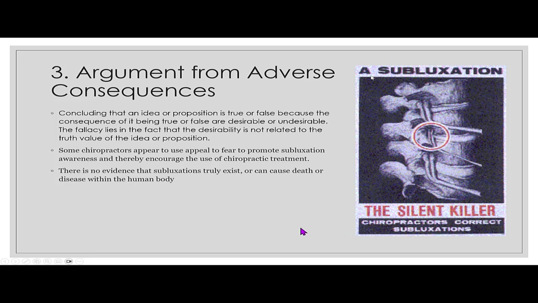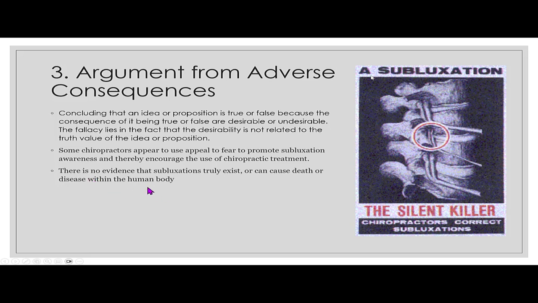So in this example that is shown here, this used to be an advertisement that was commonly used by chiropractors. Some chiropractors appear to use the appeal of fear to promote this concept of subluxation awareness and encourage the use of chiropractic treatment, right? So they would come in here, circle an area on a spine and say, you really got to avoid this subluxation. And so if we do manipulation on the spine, we can help you avoid these problems and you won't have those back problems that can lead to death.